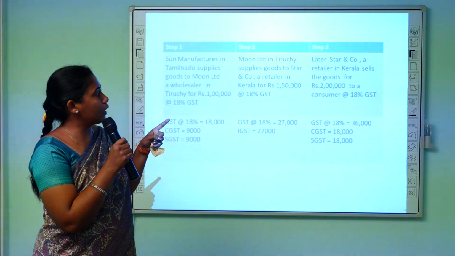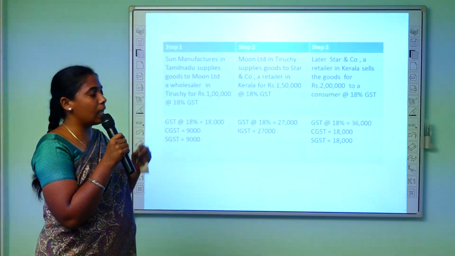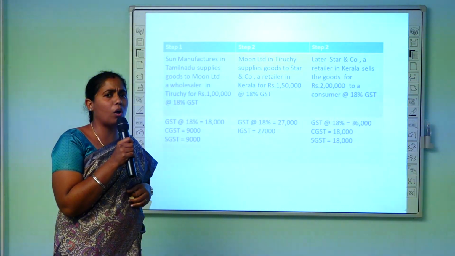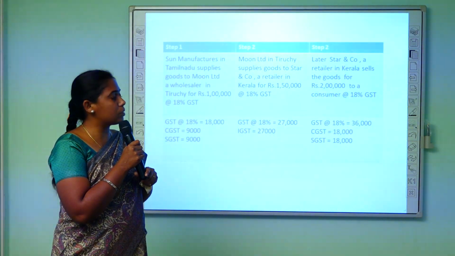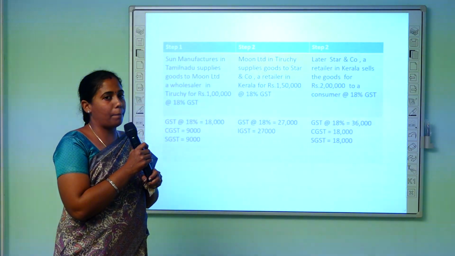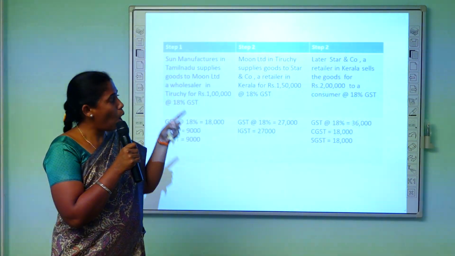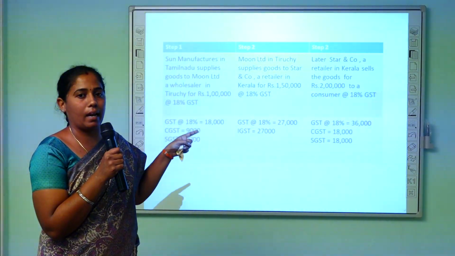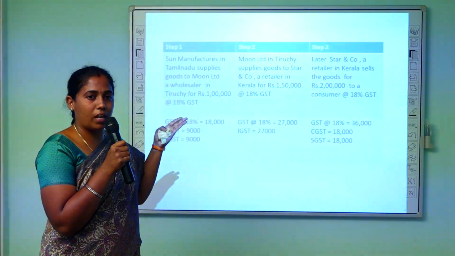Here Star and Co, the retailer situated in Kerala, now sells the goods to the ultimate consumer. Okay, he is a retailer, so he will naturally sell the goods to the ultimate consumer. So this consumer is buying the product from Star Limited or Star and Co. What happens? This becomes an intra-state transaction. How? Both the retailer and the consumer are located in Kerala. So this becomes an intra-state transaction.